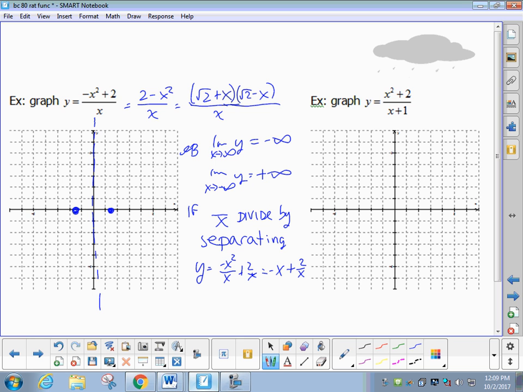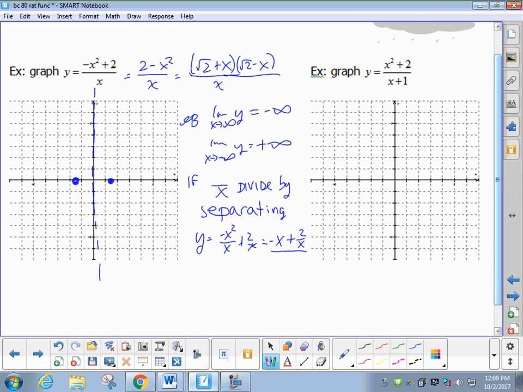Okay, now the idea of slant asymptotes. Although this looks vastly different than this, let's be clear, these are 100% the same. If I got a common denominator, I'm right back to where I started. So they have the same graph. They give you different things. This makes it nice to find vertical asymptotes. It makes it nice to find x-intercepts. But this makes it nice to find end behavior.